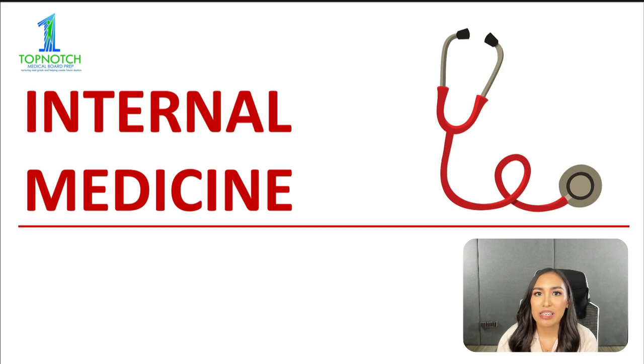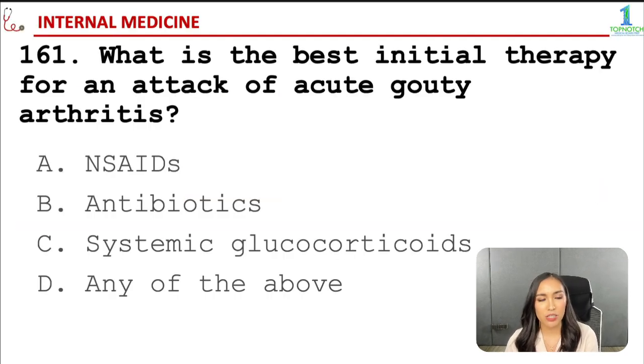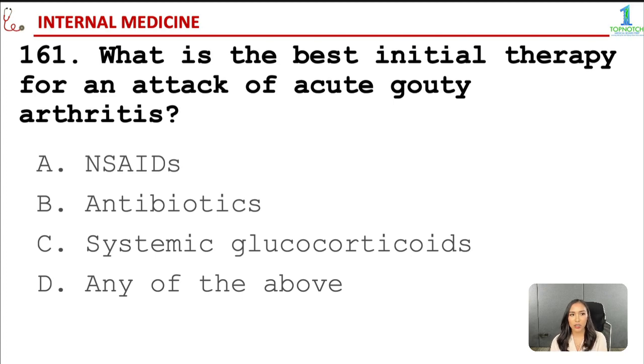Okay, now we're doing the clinical subjects. Let's do internal medicine. Number 161. What is the best initial therapy for an attack of acute gouty arthritis? The answer is NSAIDs. Okay?